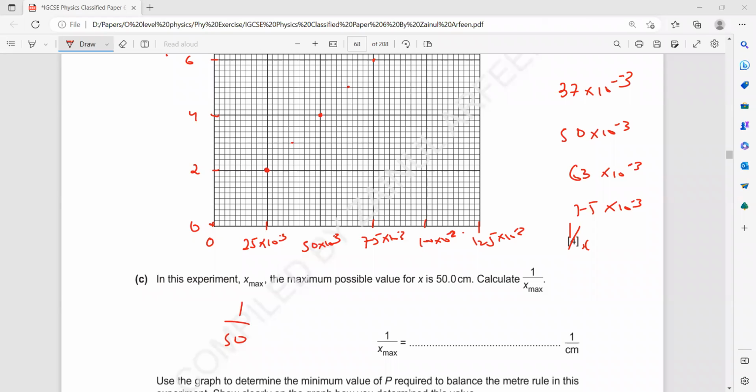And you can also work out from the graph as well. Because what we want is 1 over X max, and the maximum value of X is 50. So this is 0.02.